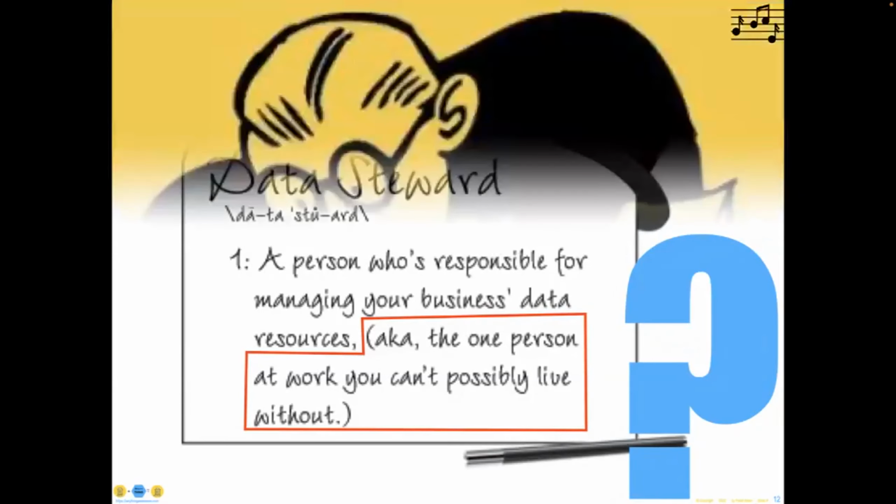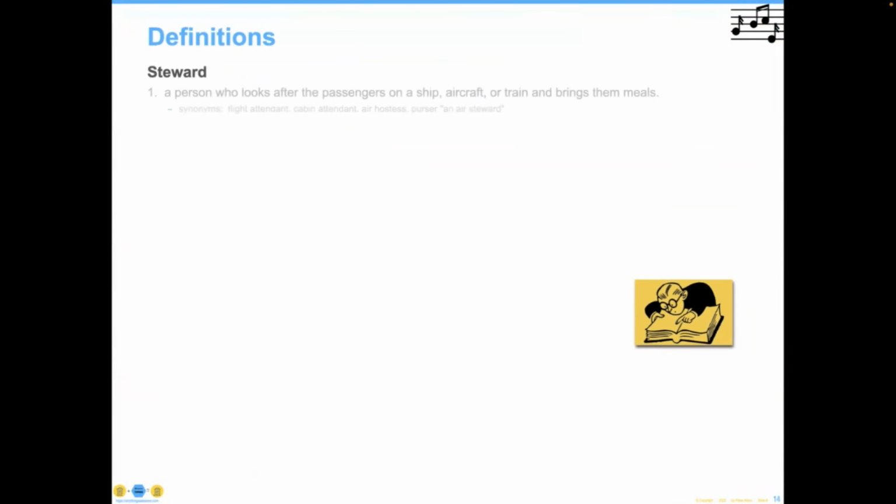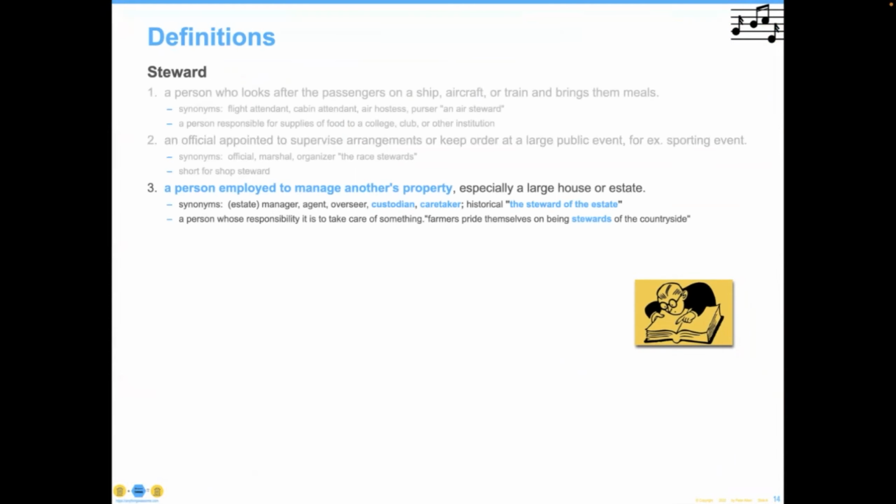In fact, we should go to the dictionary for things such as this, just as a good reference point. And let's start out with the first definition of steward. Well, it's a person who looks after the passengers on a ship or a train or an aircraft. Nah, that's not the one we want. Official who appoints to supervise arrangements or keep order in a large public event. No, definitely not there either. But here we go. The third definition, a person employed to manage another's property. Yes, that does sound interesting.